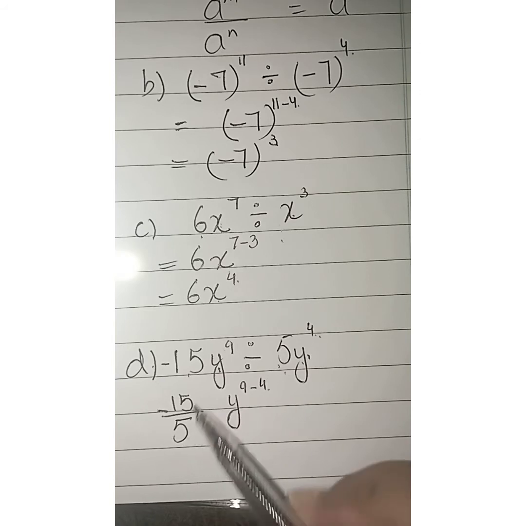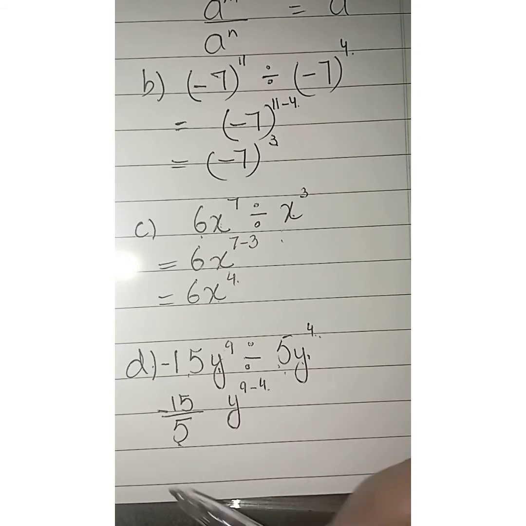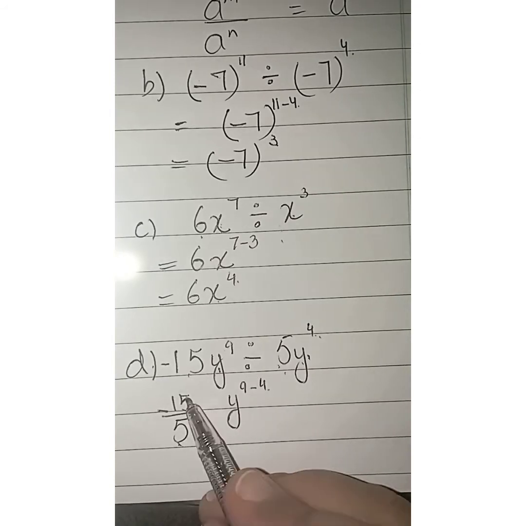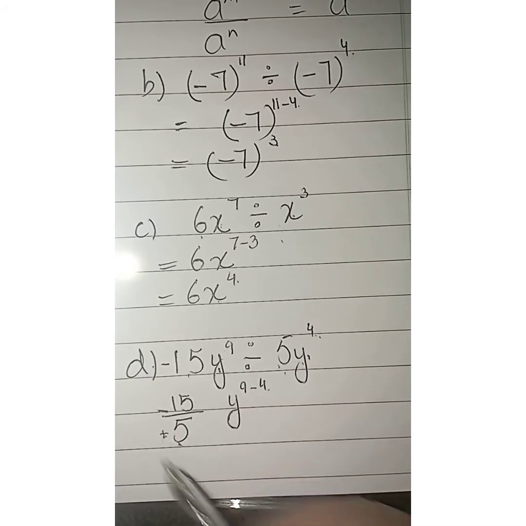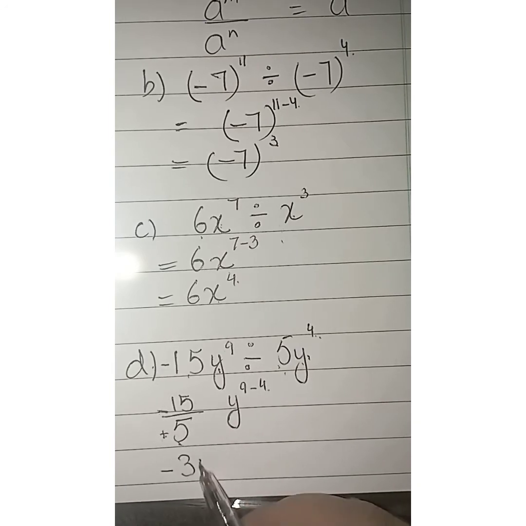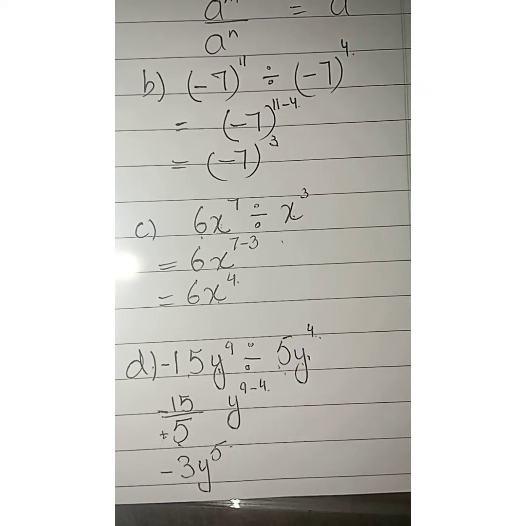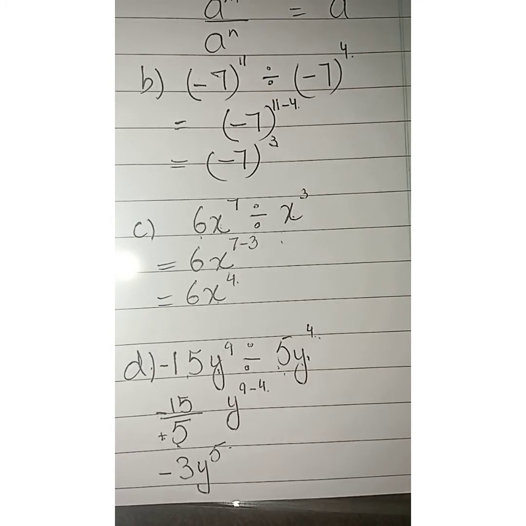Now we know that the two numbers can be divided by the same number 5. So 5 ones are 5, 5 threes are 15, and the negative sign and the positive sign will also be handled using the sign rule of division. So we will get minus 3 y power 5. I hope the second question is also clear.